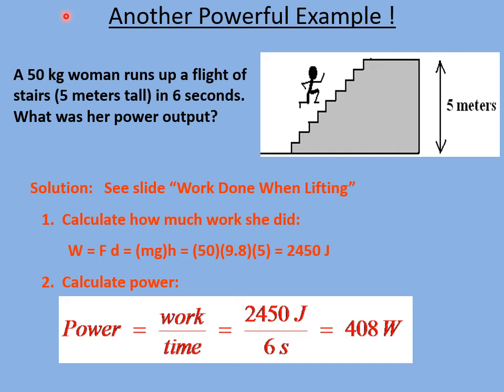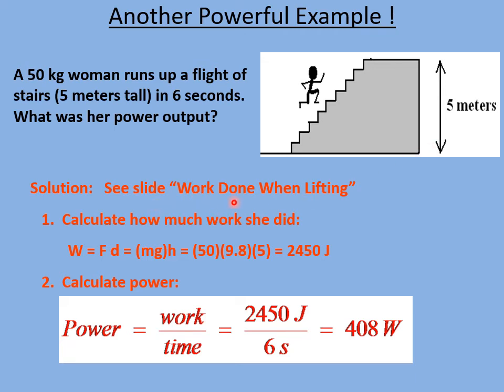Let's look at another powerful example of calculating power. So this one's a little bit different. A 50-kilogram woman runs up a flight of stairs 5 meters tall in 6 seconds. What was her power output? Well, if we think about what's happening here, when you walk or run upstairs, what you're basically doing is lifting something, right? And of course, you're lifting yourself. You're lifting your entire weight up some distance, some altitude or elevation here. That's the height of the stairs, which we're told was 5 meters in this problem.